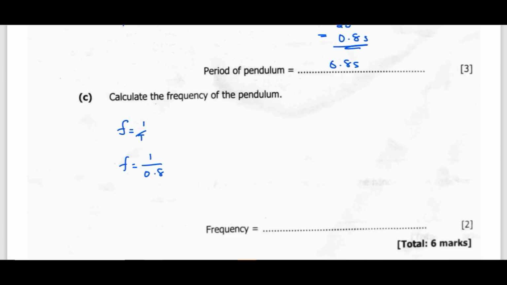0.8, because we calculated this earlier. So it is 1.25, and it is in Hertz. Those are the units that you have to use. So here it is 1.25 Hertz.